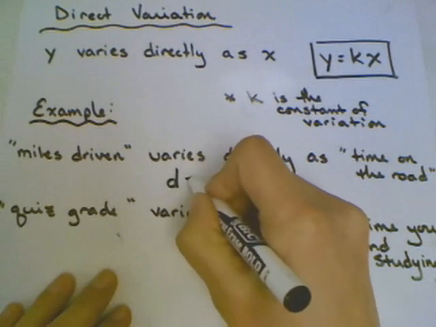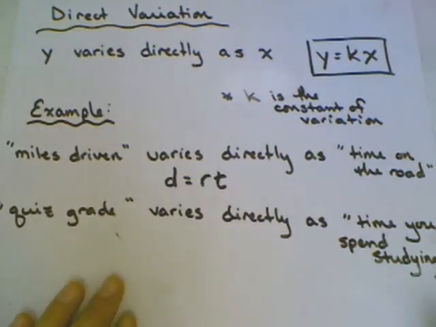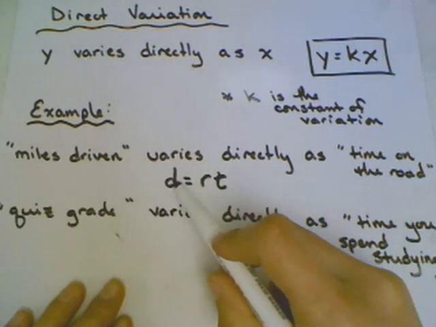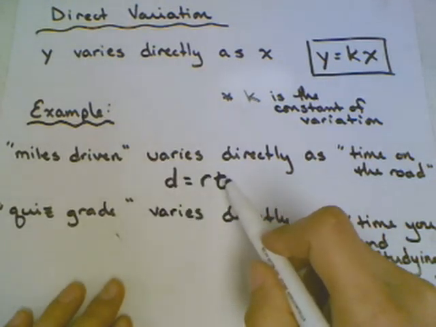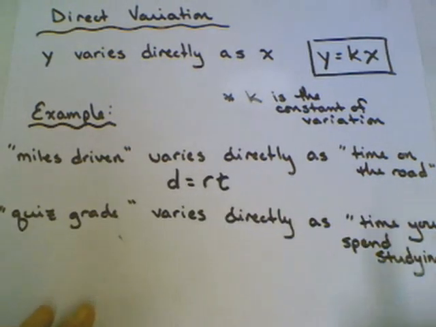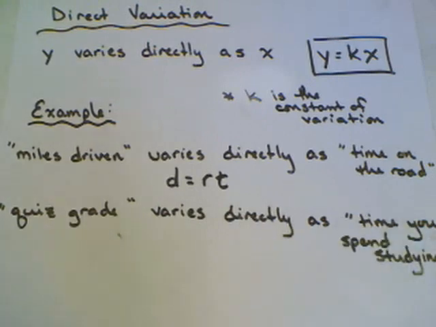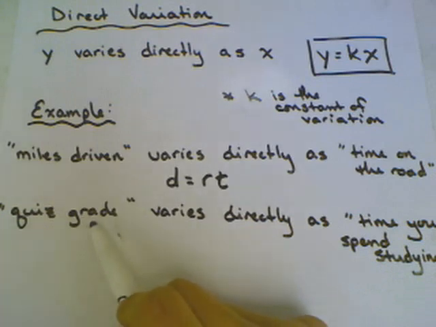And you know that this is true to be direct variation because of your distance, rate, time formula. Distance varies directly as time on the road. What is the constant of variation? The rate. Another example of direct variation, your quiz grade varies directly as the time you spend studying. The more that you study, the higher your quiz grade is.